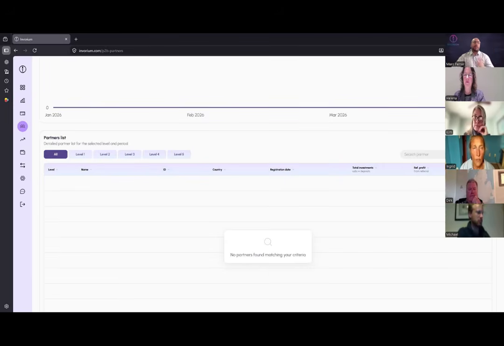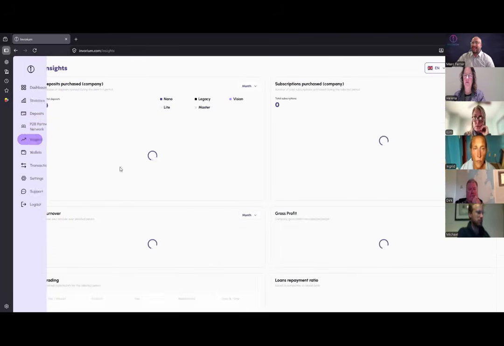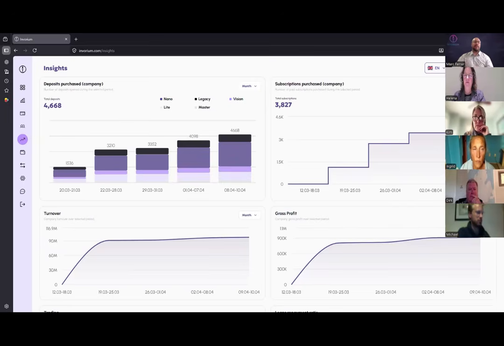Now, let's continue to the most powerful section of our platform, Insights. If the personal office is your steering wheel, then this section is the transparent hood, under which you see the work of the entire engine of the system in real time. Here we go beyond the boundaries of the private office and look at the scale of the entire Invorium ecosystem. You can see in this blog we broadcast the pulse of the company. So this is what gives confidence to any large partner.